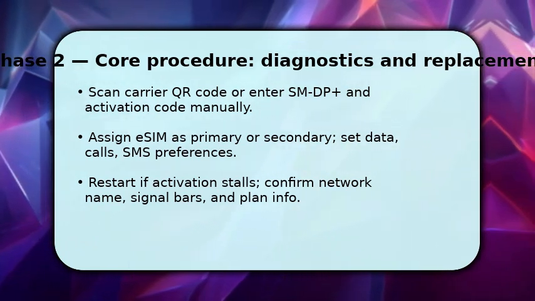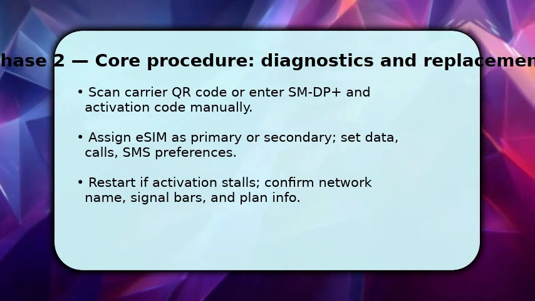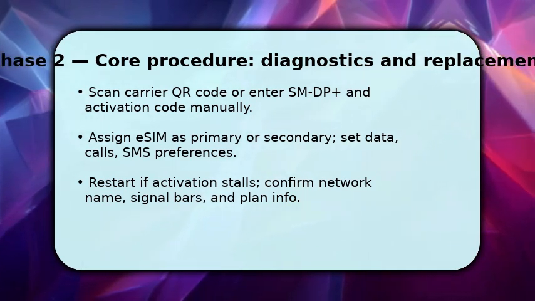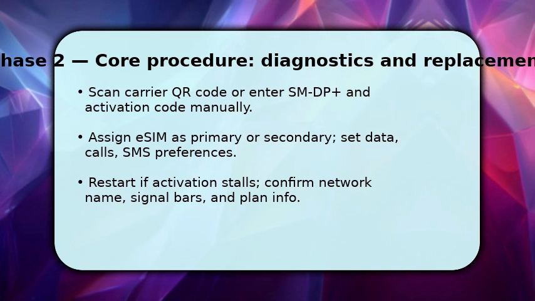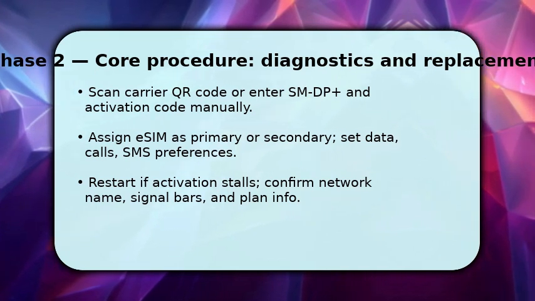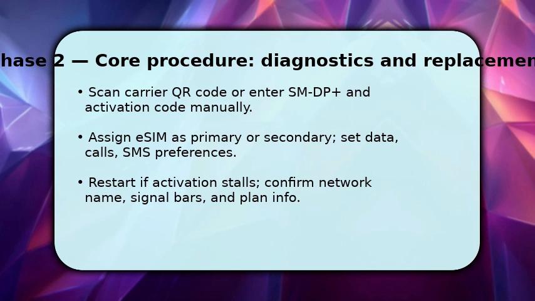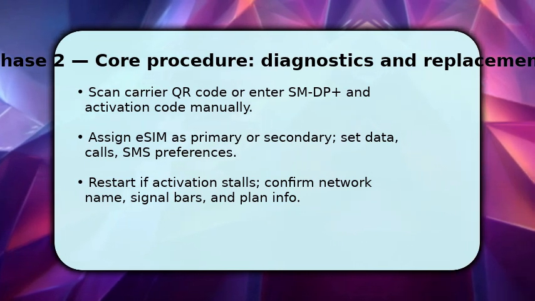Once the eSIM appears, choose whether it's primary or secondary, then assign data, calls, and SMS. This affects which line uses mobile data and which handles voice. Make sure cellular data is enabled for that profile.